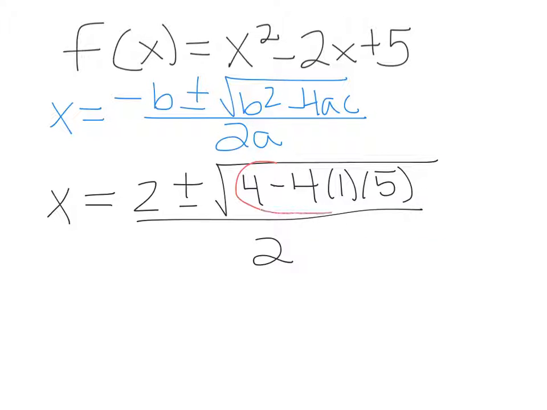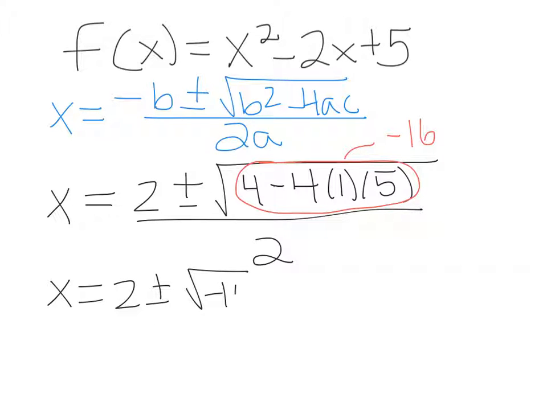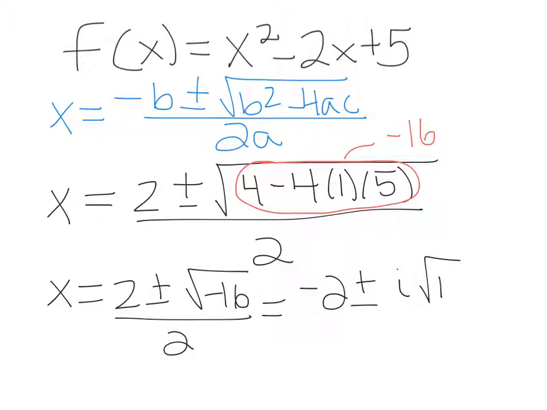This piece right here, if you were to type it in a calculator and simplify it down, is going to get you a negative 16. So now you have x equals 2 plus or minus the square root of negative 16 over 2. We can't square root negative numbers, so you get 2 plus or minus i square root of 16. That i takes care of your negative. The square root of 16 is 4.